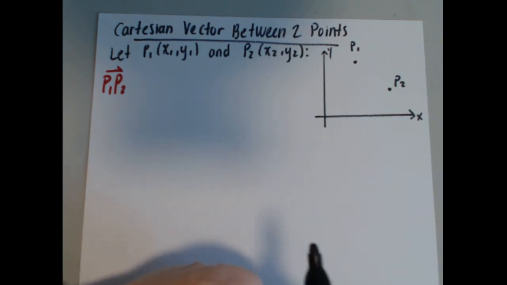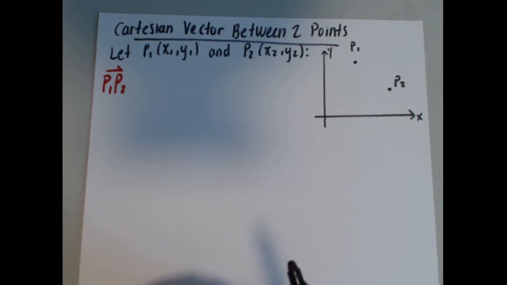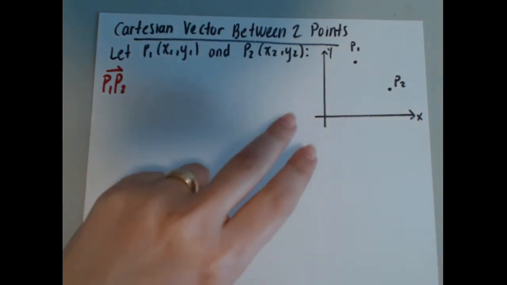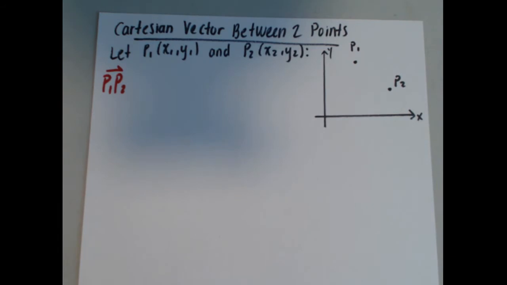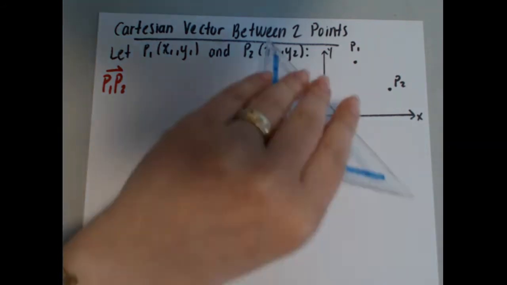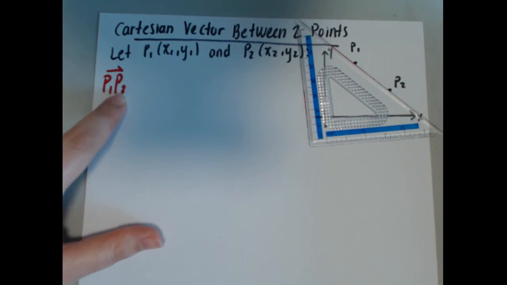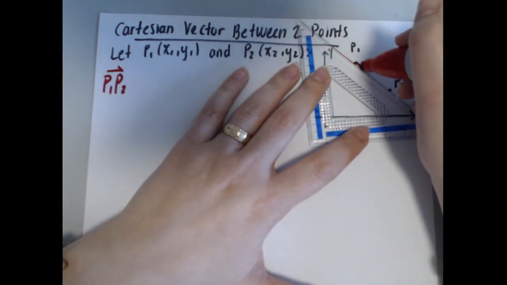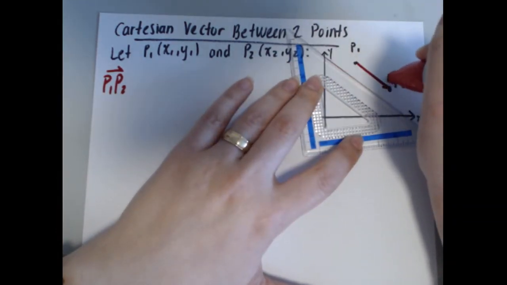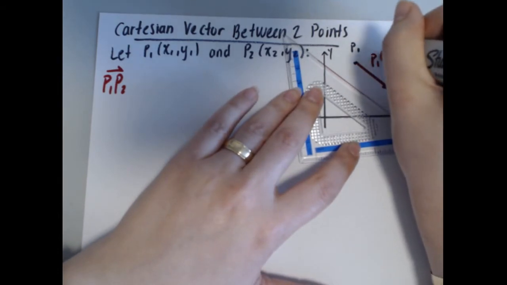Okay? Now, a couple things. You know that in order to get a vector, so let's say if I want P1P2, let me just sketch that here on the diagram. So P1P2 is the vector starting from P1 and going to P2. So the tail's at P1 and the tip's at P2. So it looks like that.